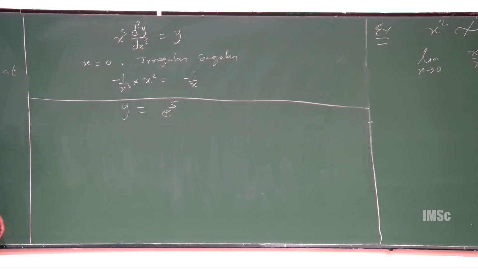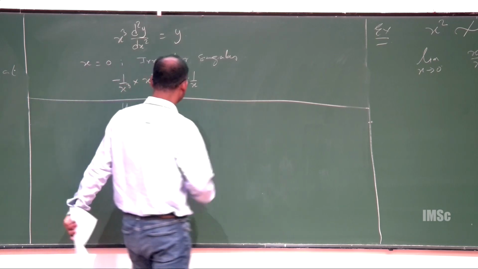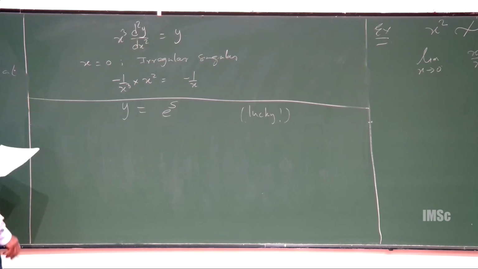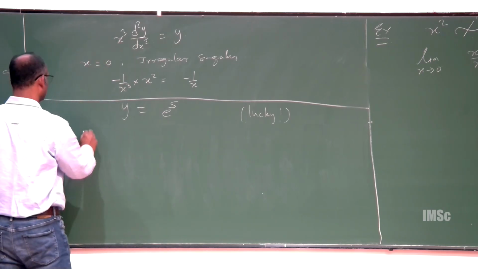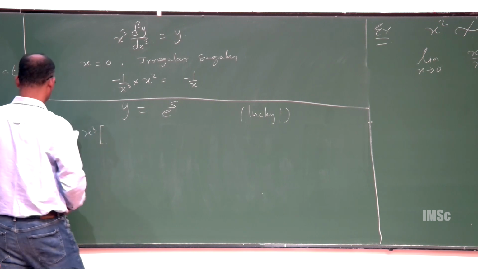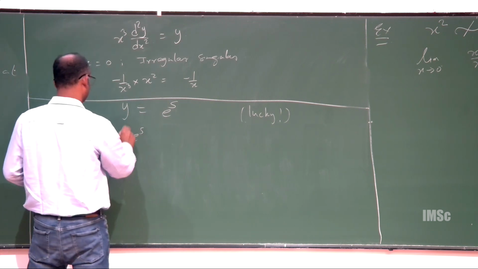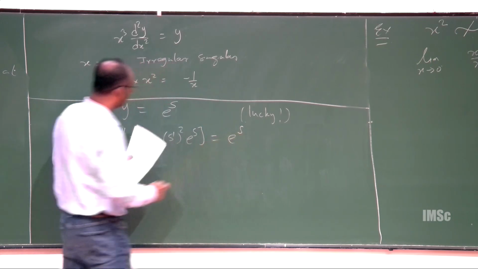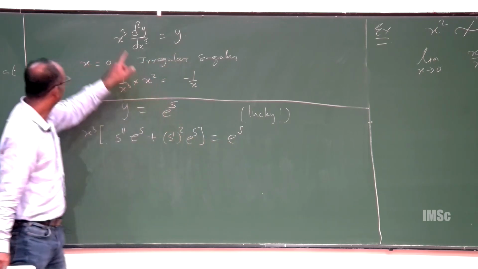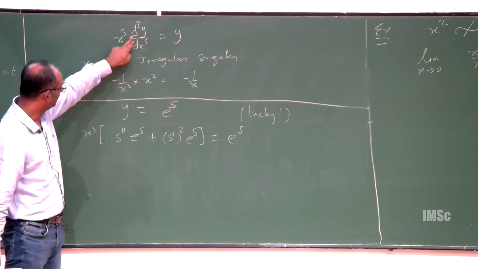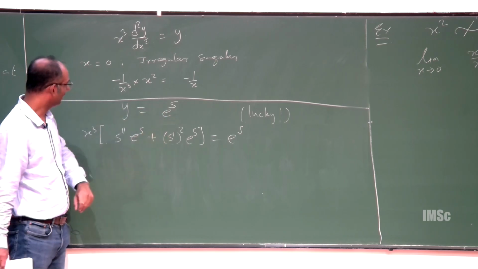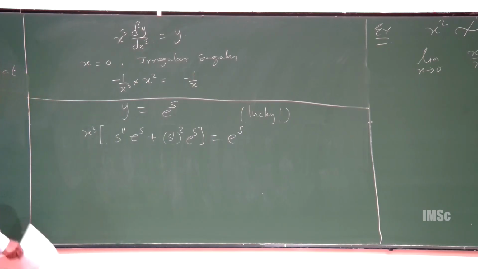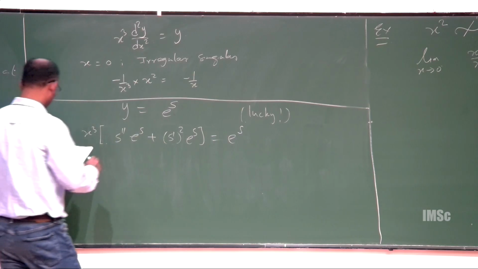So y is e to the s. Let's assume we are lucky and substitute it in here, so you get x cube. So y is e to the s, that's here; taking the first derivative will give you s prime e to the s, taking the second derivative will give you these terms. Okay. So I will factor out e to the s and I am left with this equation.